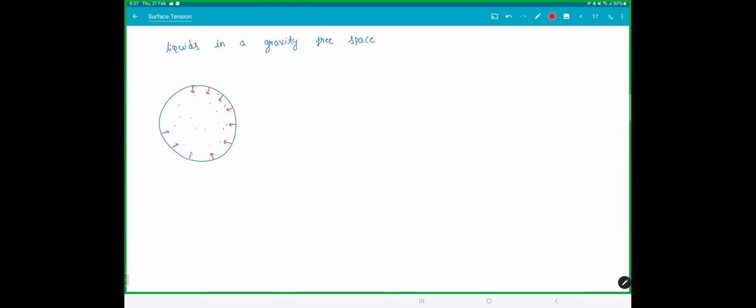And this also creates another thing. If everyone is trying to push inside, the pressure inside becomes more. That leads to an excess pressure in a liquid drop. We will see that in the next part. So molecules on the surface have a net force towards the liquid.